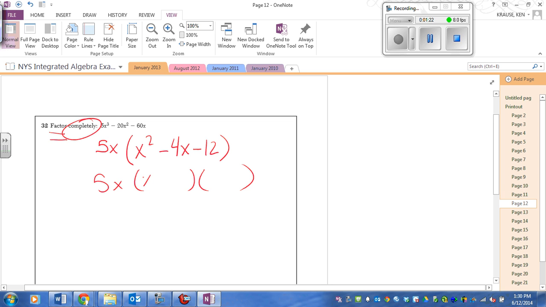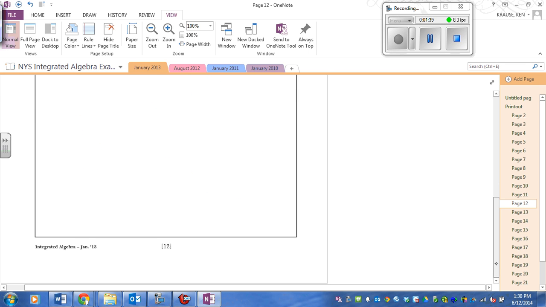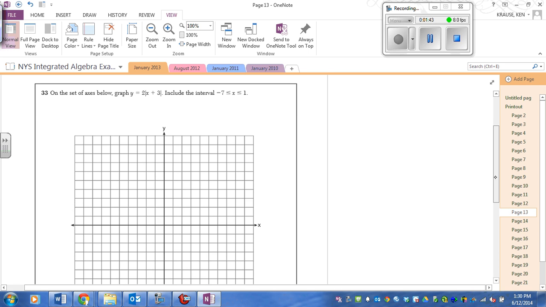And I'm going to do x minus 6, x plus 2. Notice there's no equal sign here. It doesn't ask for roots. It doesn't ask for anything else. It just asks you to factor it. So that is your final answer. Nothing else.